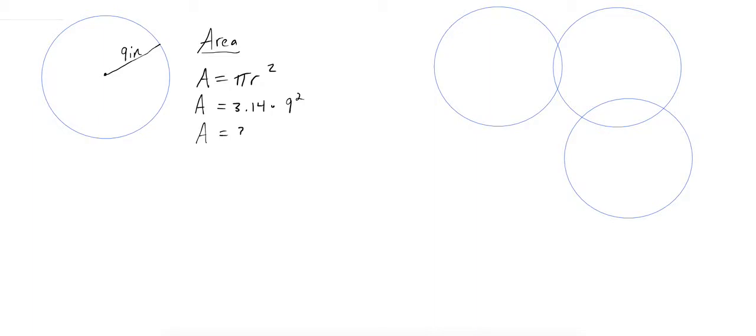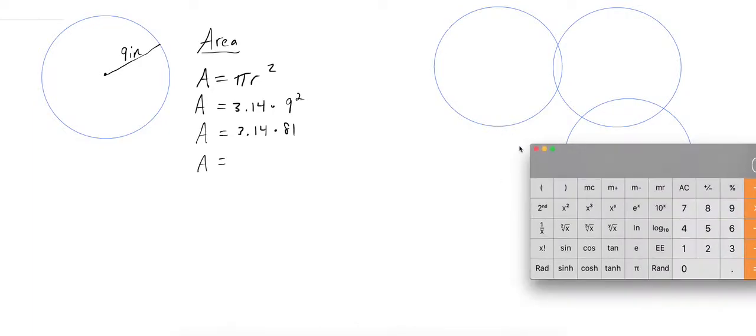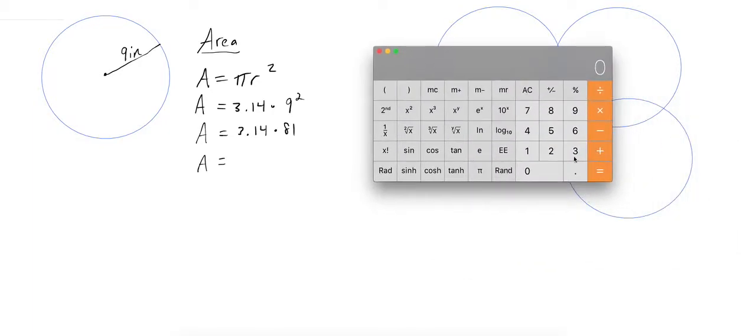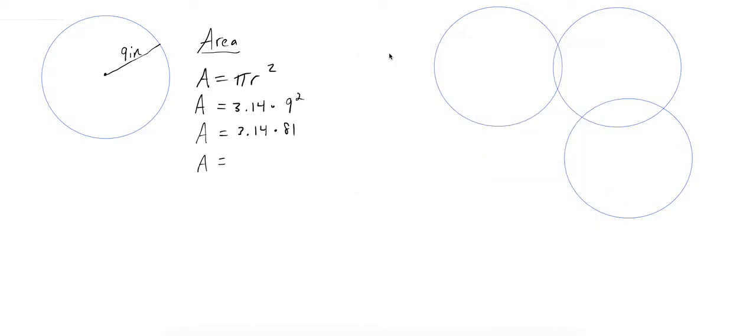So area equals 3.14 times, I'm changing this to 81, because 9 squared is 81. 9 squared means 9 times 9. So now I'm left with just area is equal to 3.14 times 81, and that means the area is 254.34 inches squared. All right, so that's finding the area.